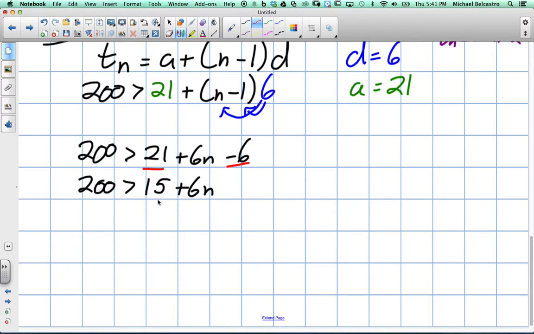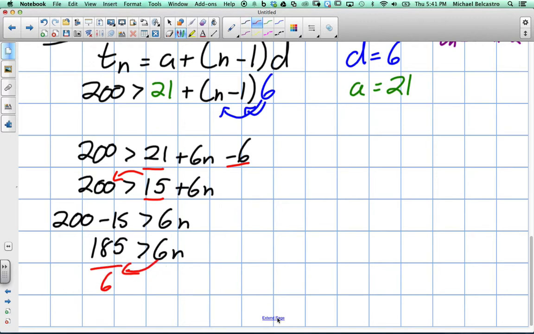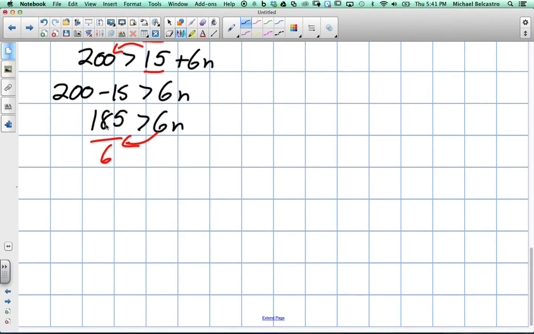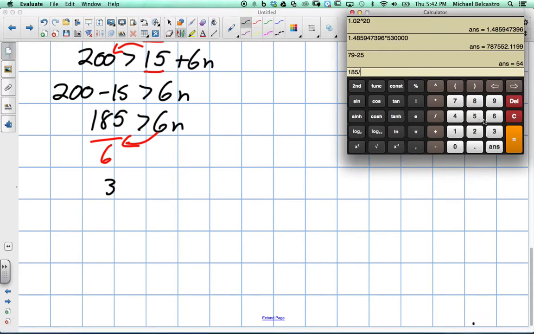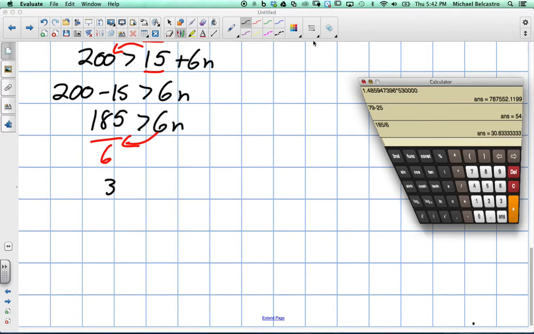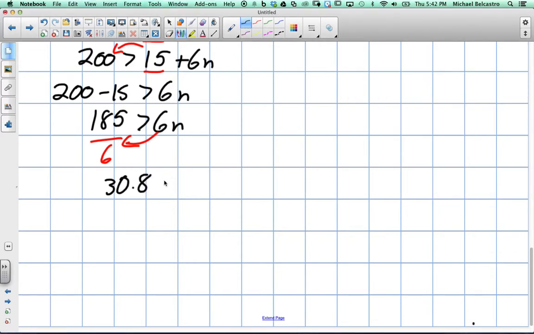I need to move 15 to the other side of the equation, and when we do that, it'll become negative. So 200 minus 15 is greater than our 6n. 200 minus 15 is going to give us 185. It's greater than 6n. And to get n by itself, we need to bring 6 over and divide by 6. We should bring out a calculator for this. 185 divided by 6 is 30.8. So 30.8 is greater than n.